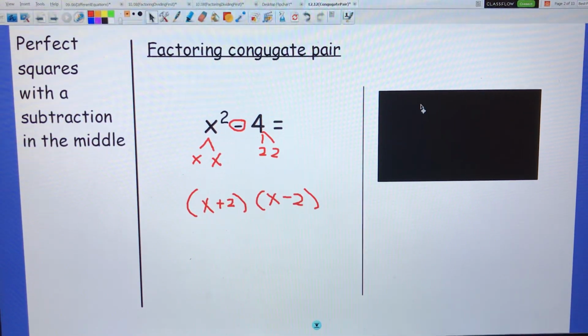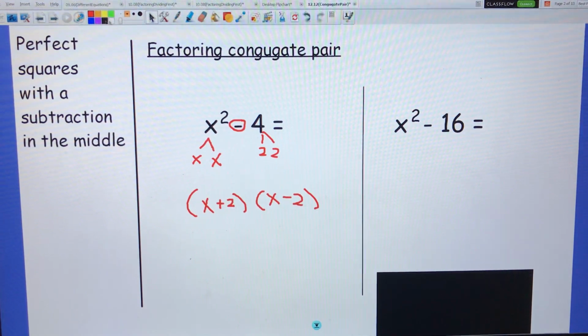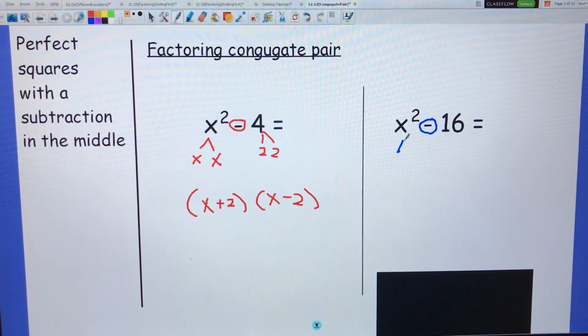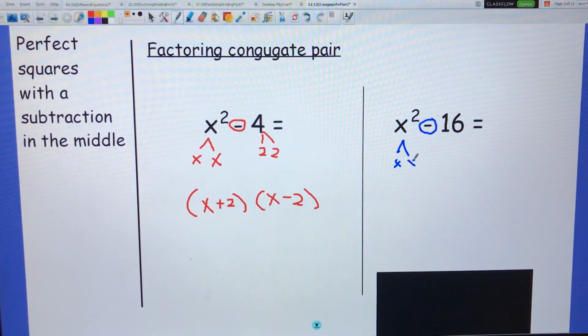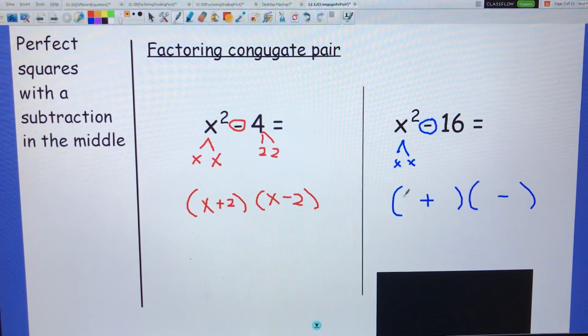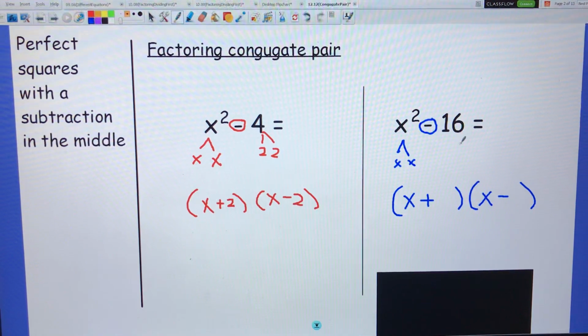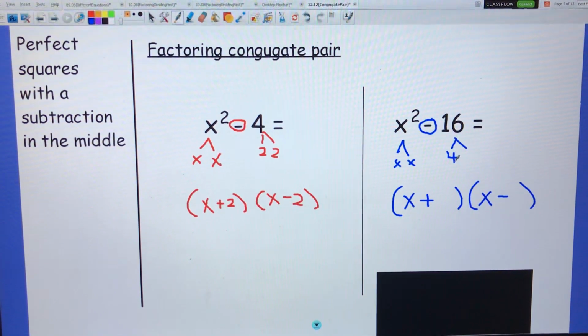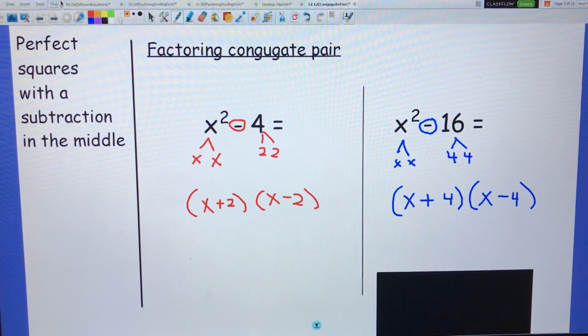Let's do another example. All right, very easy. Again, all of these are perfect squares. You have a minus sign in between. That makes x and x, all right? So if I have my parentheses, if I want to do it beforehand, I can. And you know it's going to be a plus and a minus. And x goes here, and the x goes here, because I have x and x. The 16, what makes 16? 4 and 4. Okay, so 4 and 4. And that's it. Very simple lesson.